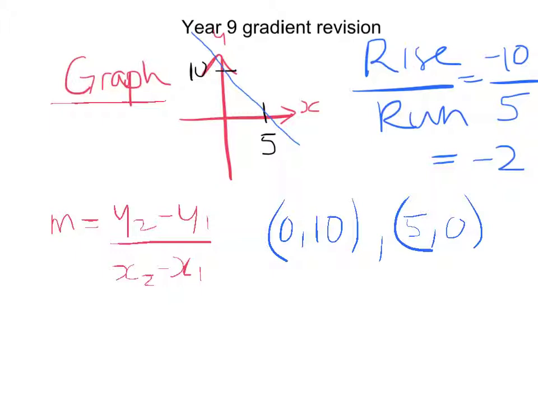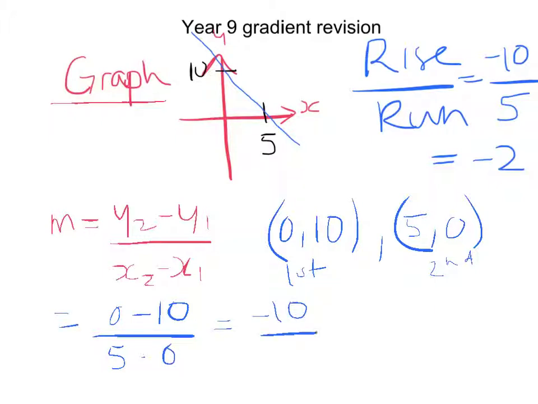So y2 minus y1 is 0 minus 10, second point. This is my second point. This is my first point. So it's 0 minus 10 over x2 minus x1. Now my second point's x is 5, so 5 minus 0. Therefore I have -10 over 5, which means I've got -2 as my gradient. So regardless, if you're not comfortable with this formula, feel free to plot them and then count. But if you are going to count, remember that you need to look at the scale.